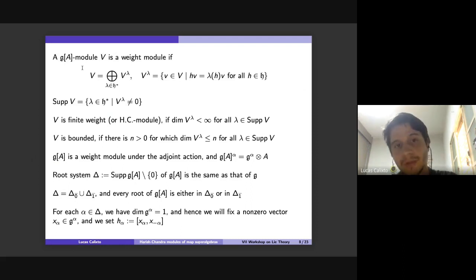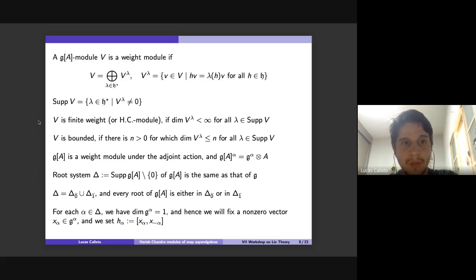So I have a Cartan subalgebra. I can talk about weight spaces, and I can talk about weight decompositions. This module V is going to be a weight module if we have a weight decomposition with respect to the Cartan subalgebra. These V lambdas here are probably very familiar to many of you; they are just the weight spaces, right? The support of a weight module is going to be all the linear functionals, all lambdas in H star, for which V lambda is non-zero.